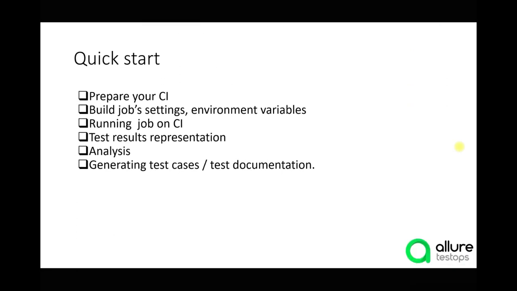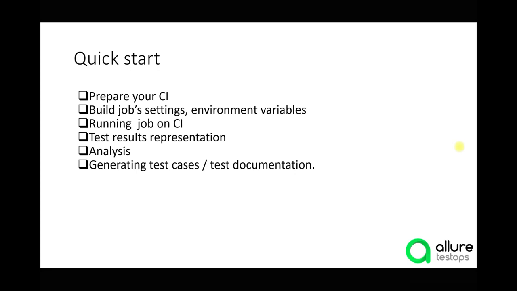The quick start. We will prepare our CI system. We will see the build job settings and environment variables, run the build jobs on the CI side, and see what the test results from the CI side are. We analyze these test results and after the analysis we will generate the test documentation, or we will generate test cases, which is the same, but some people refer to this information differently. So test cases, test documentation, or even live documentation.